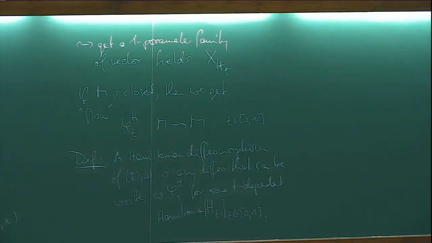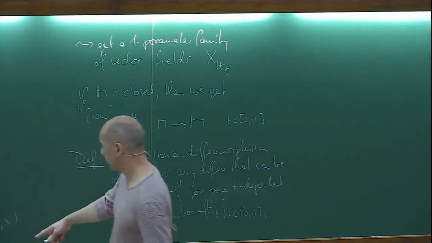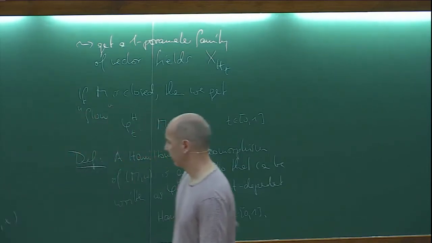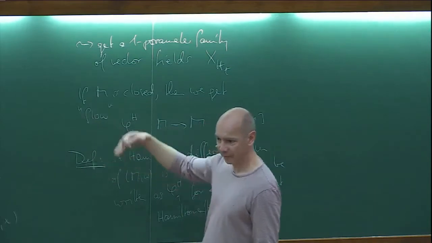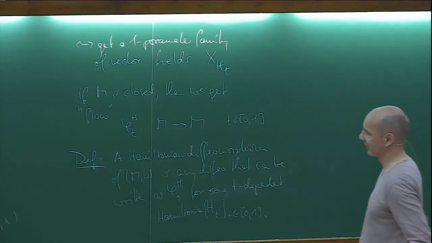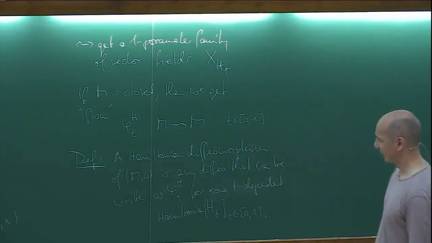So it's still defined by this equation, but it's not a flow in the usual sense, that a flow would satisfy phi t plus s is phi t composed with phi s. But now, since my h is time dependent, this differential equation is no longer time shift invariant, so this property will get lost. People usually leave off the quotation marks. I just wanted to make the point that it's not the usual kind of flow that you think of when you think of flows, but it's still called the Hamiltonian flow.